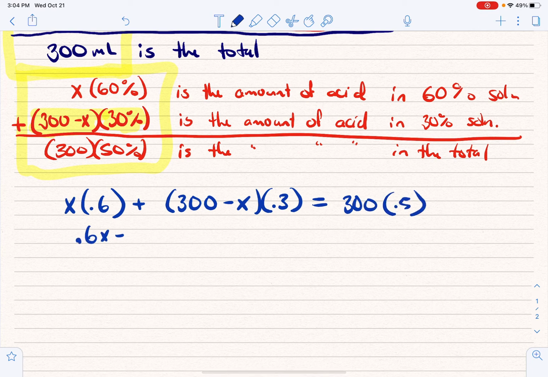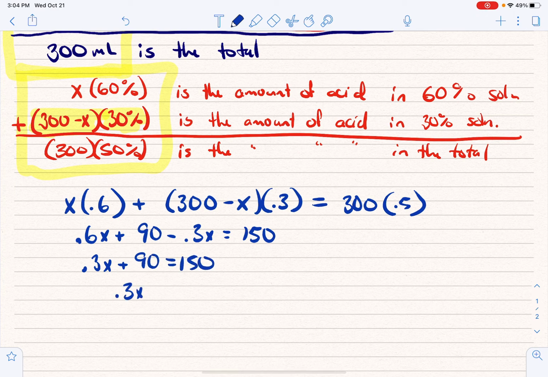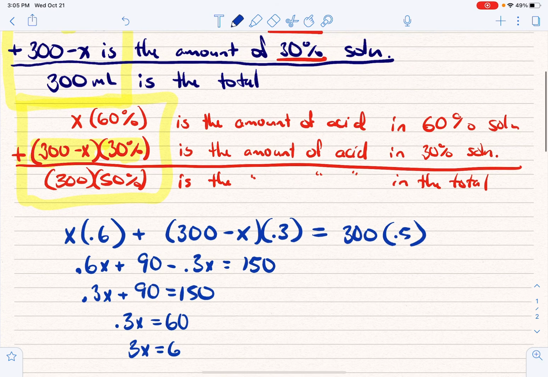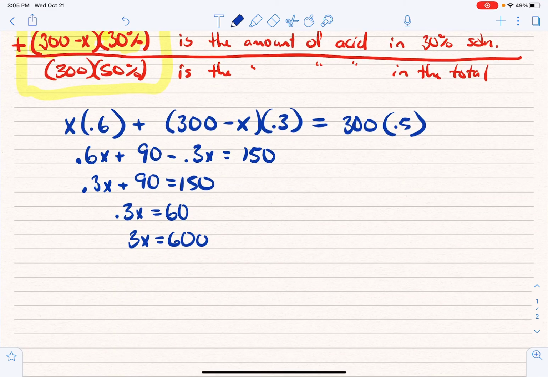So this is easy. I get 0.6x plus, 300 times 0.3 is 90, minus 0.3x, is equal to half of 300, which is 150. Then 0.6 minus 0.3 gives me 0.3x plus 90 is 150. Subtract the 90 and I get 0.3x is equal to 60. Without a calculator, I'll multiply both sides by 10, and I get 3x is equal to 600. So therefore, x is 200.